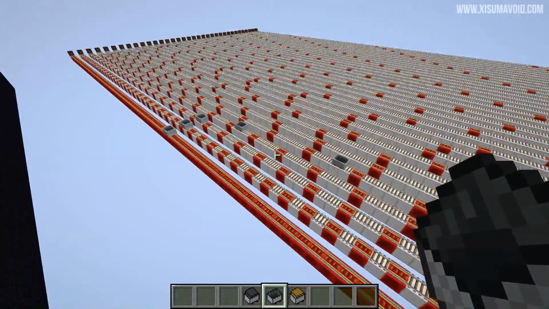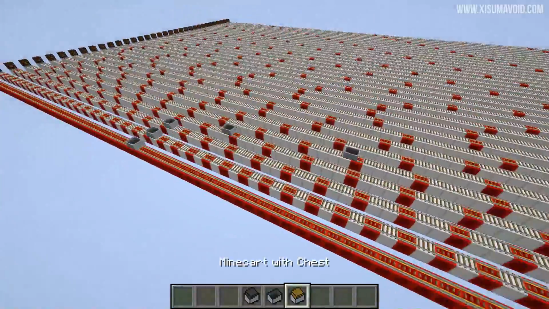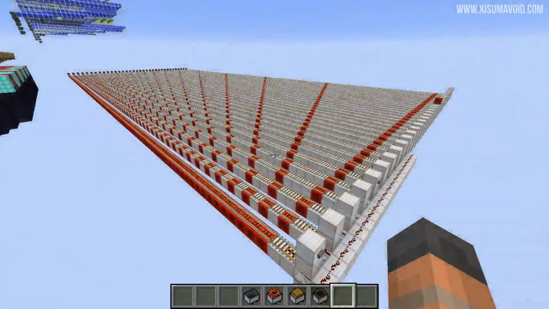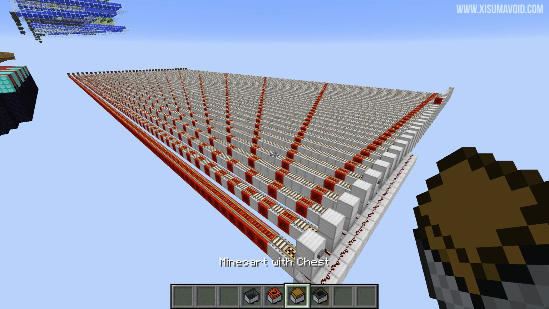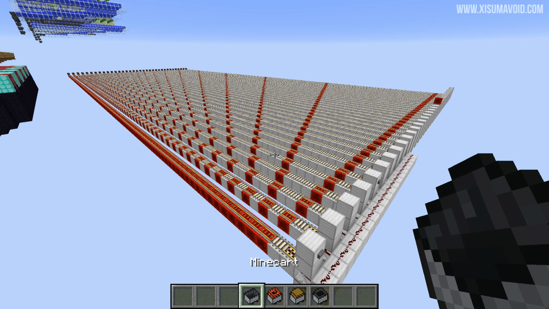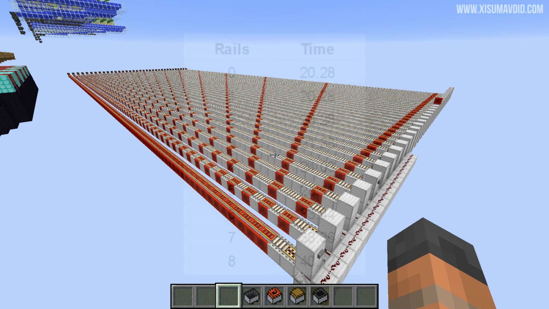So we're going to repeat some of these tests with minecarts with chests and hoppers and find out what the difference is. So the minecart hopper and the minecart chest actually travel at the same speed as the player, and then a minecart with TNT and a minecart travel at the same speed as one another, which is significantly slower. So I'm going to put the results on your screen.